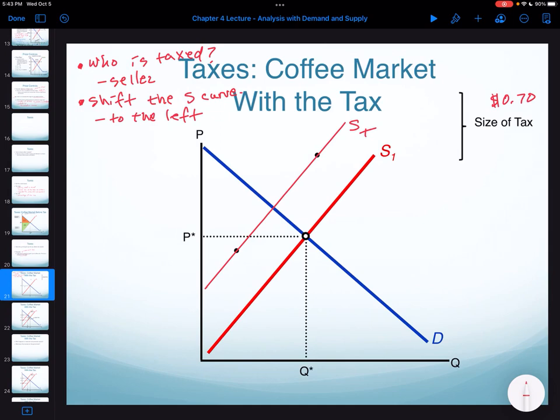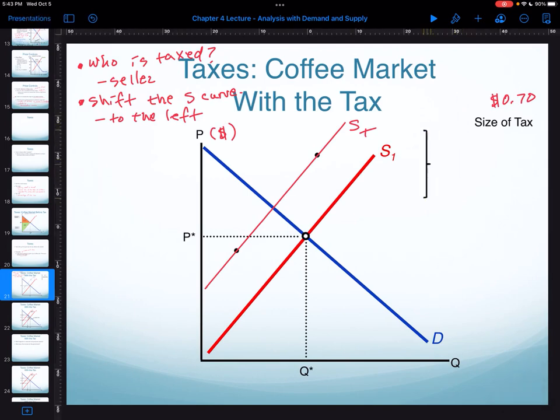And price, that is dollars, is here on the vertical axis, right? So it's going to shift our supply curve up by 70 cents, okay? So that's why we use that little legend here to slide it around to know exactly how far we need to shift our supply curve. And now what I've done is I've created a new supply curve, the supply curve ST, that is shifted by the size of the tax. The distance between these two supply curves is always 70 cents, the size of the tax, okay?